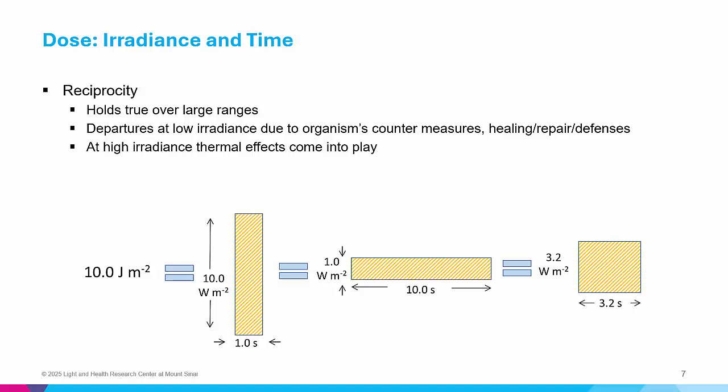This diagram shows that if you're aiming for a dose of, say, 10 joules per square meter, you can use an irradiance of 10 watts per square meter for 1 second, or an irradiance of 1 watt per square meter for 10 seconds, and so on. This kind of reciprocity holds true over a wide range of conditions. However, if you get to really low irradiances for really long time durations, the pathogen's repair mechanisms might be able to outpace the UVC. Or if there's a really high irradiance, you might essentially cook the plant, and thermal effects become important.